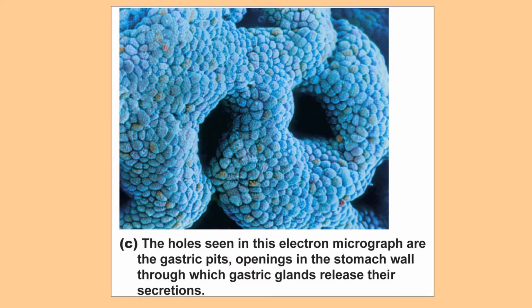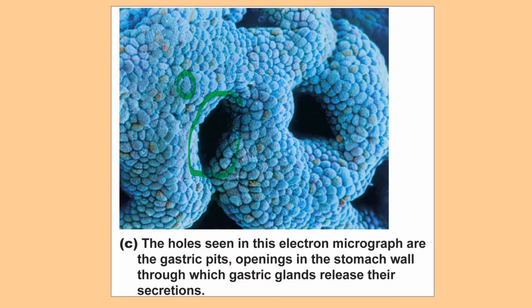Here's a photomicrograph of the lining of the stomach, where each of these little circular-ish structures, I'll circle one, I don't know if you can see that, is the apical surface of a simple columnar epithelial tissue. And so the stomach mucosa includes simple columnar epithelial tissue, and then these big holes that we see here.